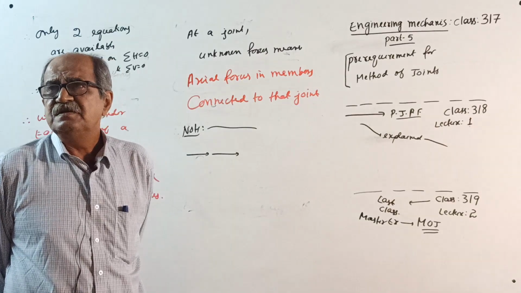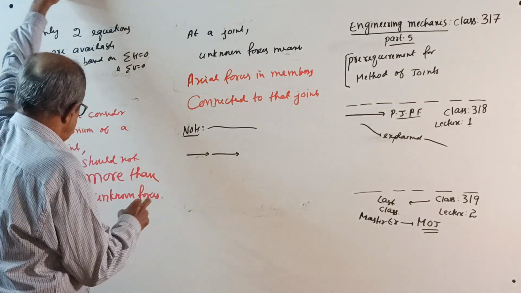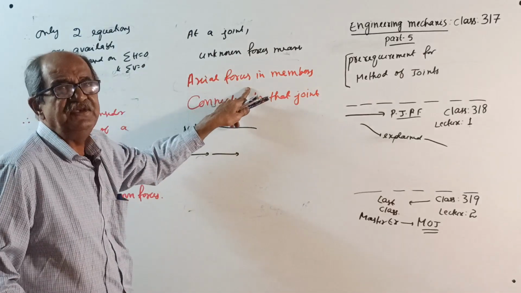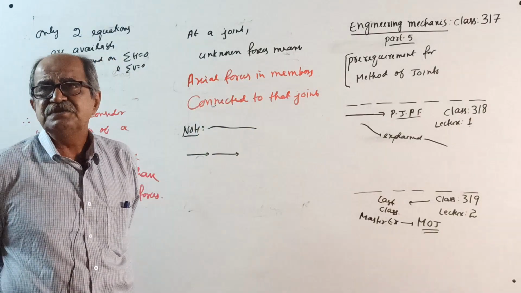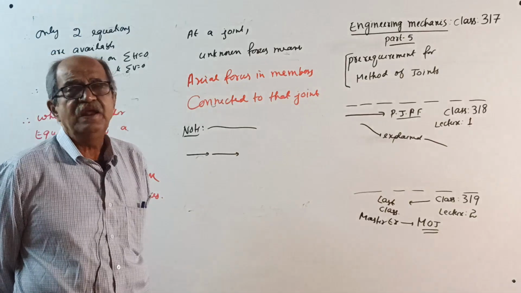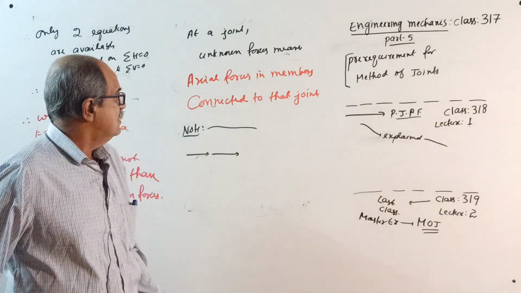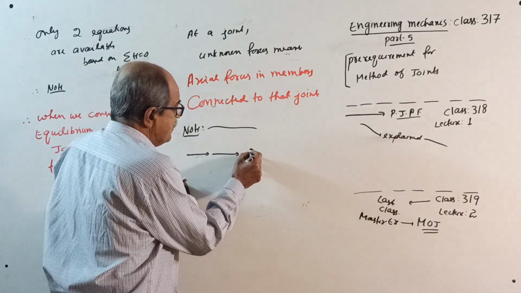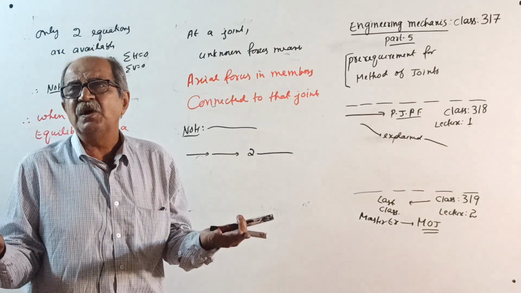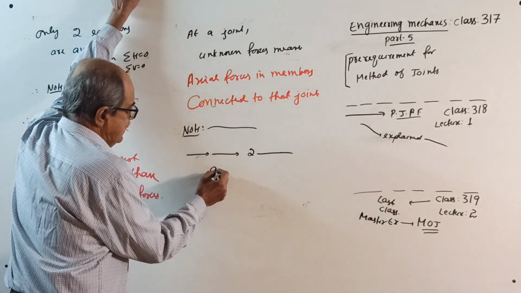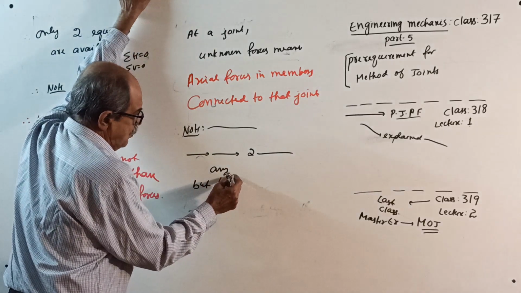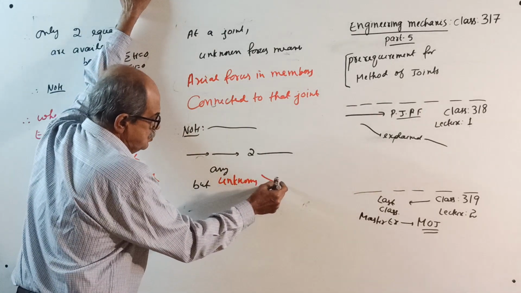At a joint, just now I told that there should not be more than two unknowns. And also I told that unknowns are axial forces in the members. That does not mean that you can consider the method of joints only for a joint where two members are meeting. No. There may be any number of members. But the unknown member forces should not be more than two.